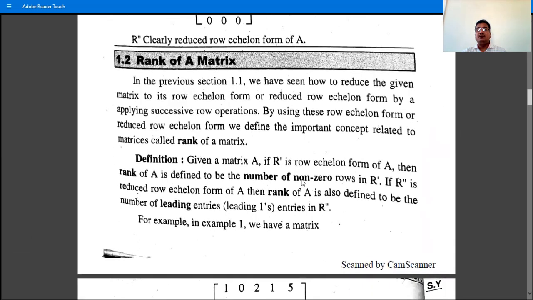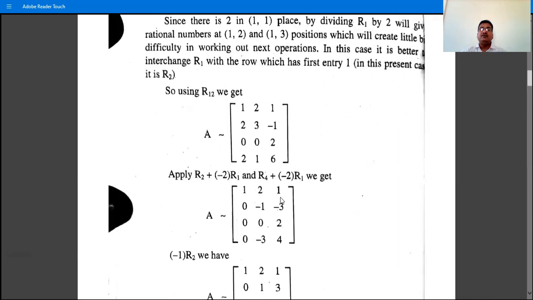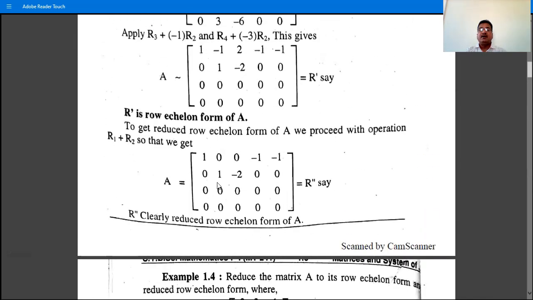The number of non-zero rows in the reduced row echelon form is called the rank of the matrix, or the number of leading ones or leading entries in R double dash, that is, in the reduced row echelon form, is the rank of the matrix. So if we observe the reduced row echelon form of this matrix and count the leading ones, there are two leading ones in the reduced row echelon form of the matrix A, and therefore the rank of A is 2.